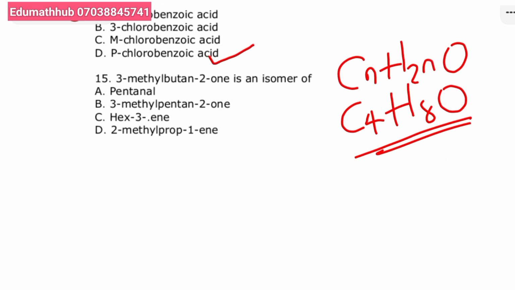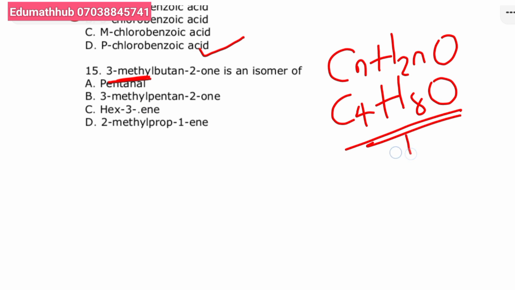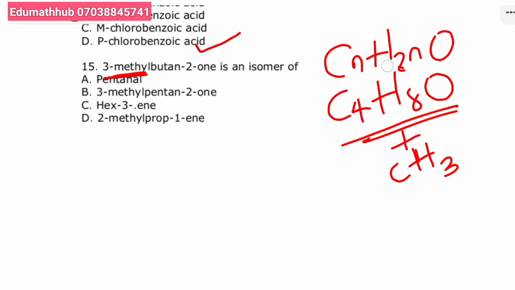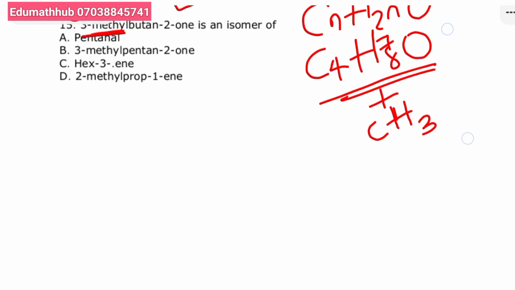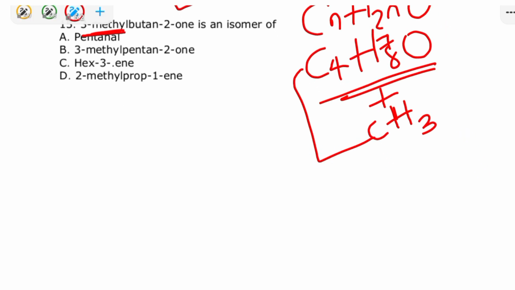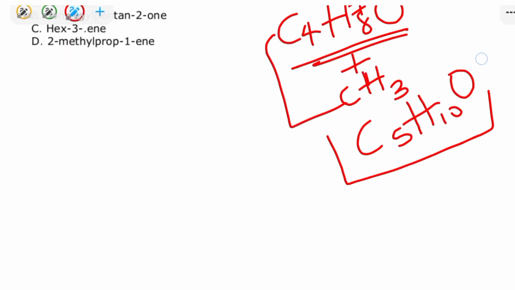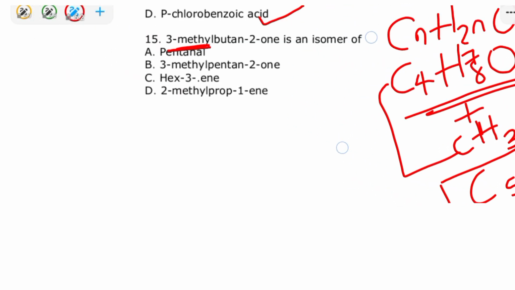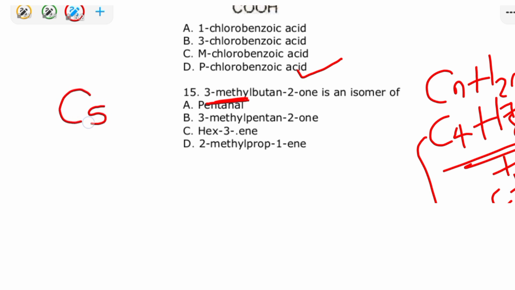But since we have a 3-methyl there, that means there's a methyl group attached to it. Because a methyl is attached, you have to remove one hydrogen, so this one will now be 7. Then you add everything back together. C4 plus C will give you C5. H7 plus H3 will give us H10. Then this will be O. So we're looking for a compound that has the formula C5H10O.